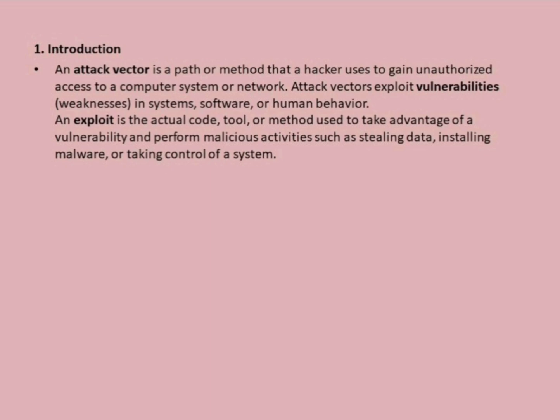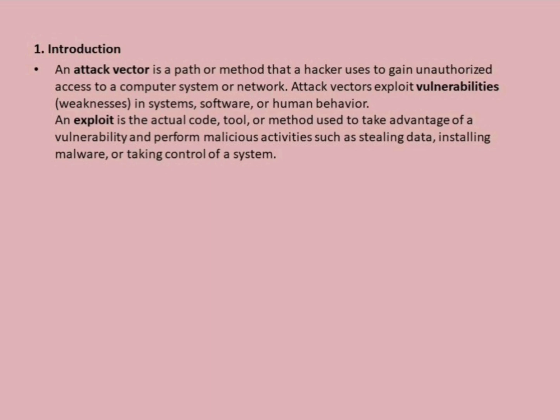An exploit, on the other hand, is the actual technique, code, or tool that hackers use to carry out the attack once they find a vulnerability. It is like the weapon that goes through the doorway created by the attack vector. For instance, if a system has an unpatched security bug, a hacker may use a specific exploit script to take control of the machine. Another example is ransomware.